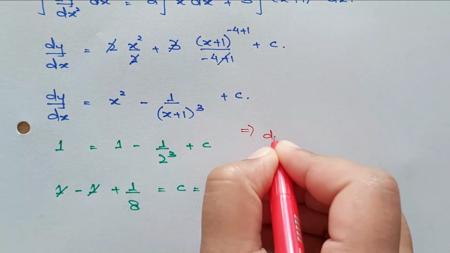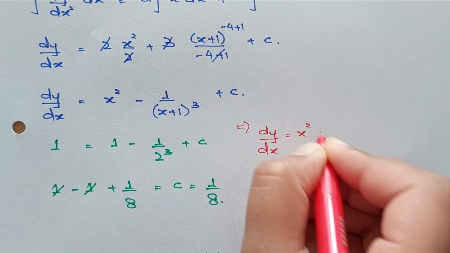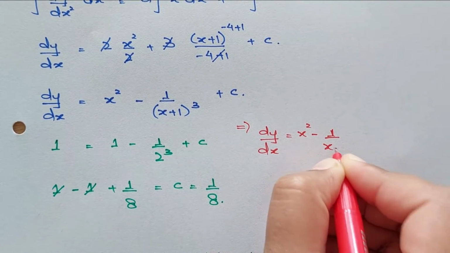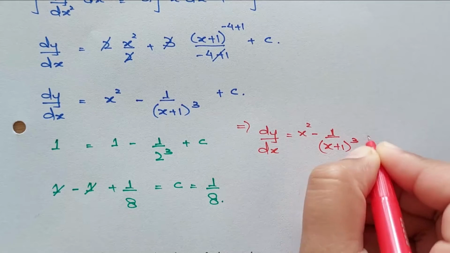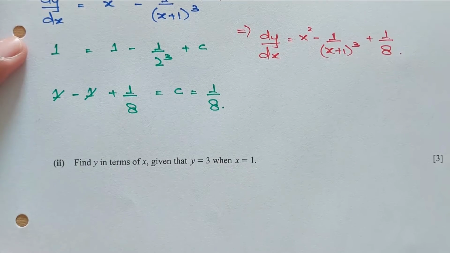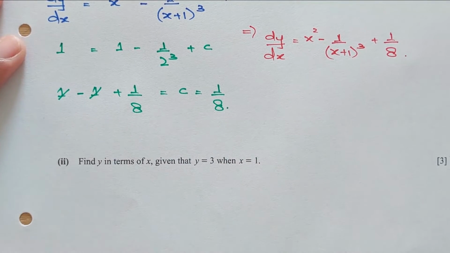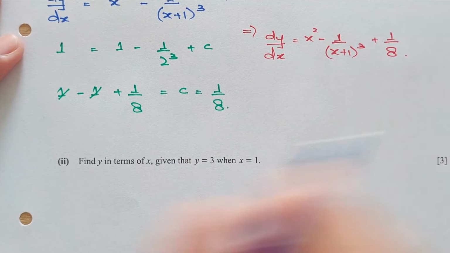From here, the first derivative dy/dx equals (x² − 1/(x+1)³) + 1/8. Now for the second part: find y in terms of x, given that y is 3 when x equals 1. Again, we have to integrate it.